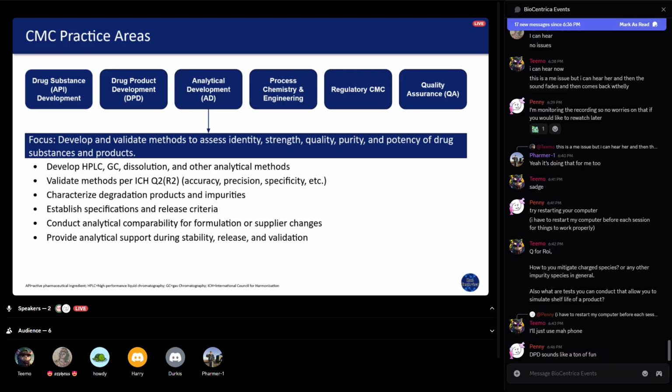And there's obviously assessing what all of these things are, and those are all the same things that regulatory agencies also assess. And to validate these methods, you're really going to need to develop things. So HPLC, that's the high performance liquid chromatography. You can have gas chromatography. Many, many analytical methods are out there.